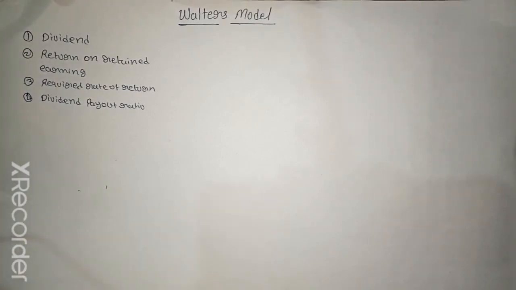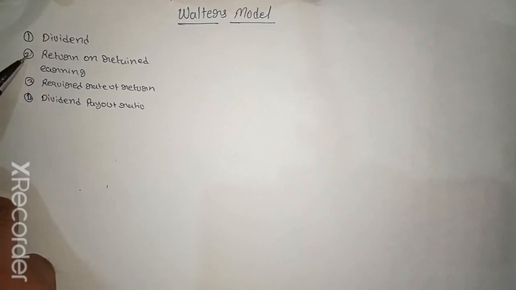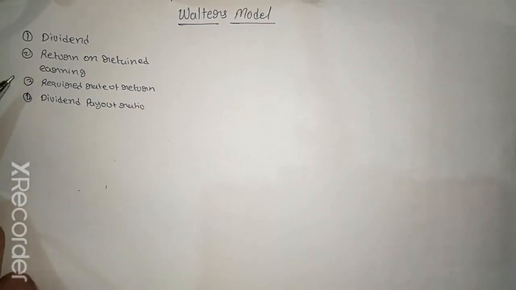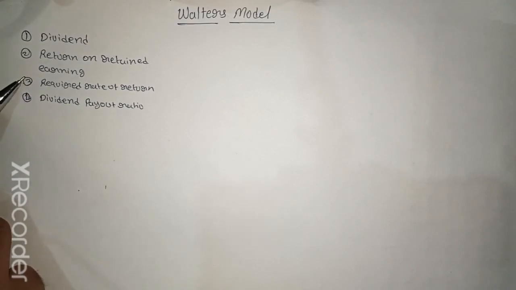Second, return on retained earning means internal rate of return of the company, means the company's return on its investment. Third, required rate of return means the investor's or shareholders' required rate of return. Fourth, dividend payout ratio means, out of the company's earning per share, how much is paid as a dividend.